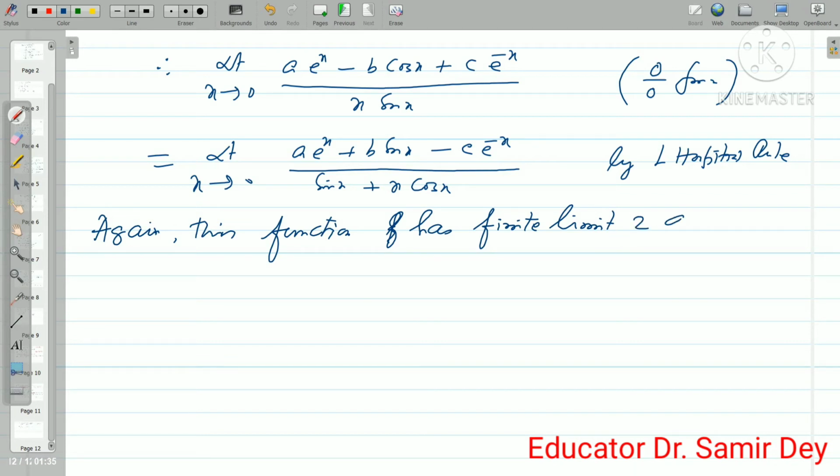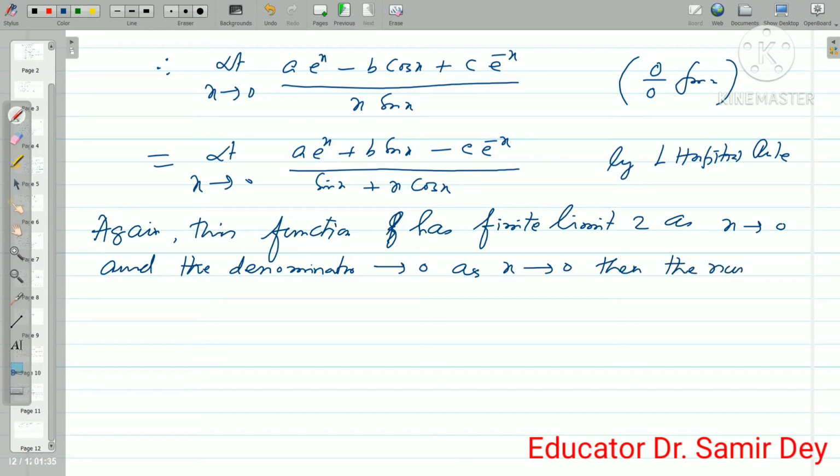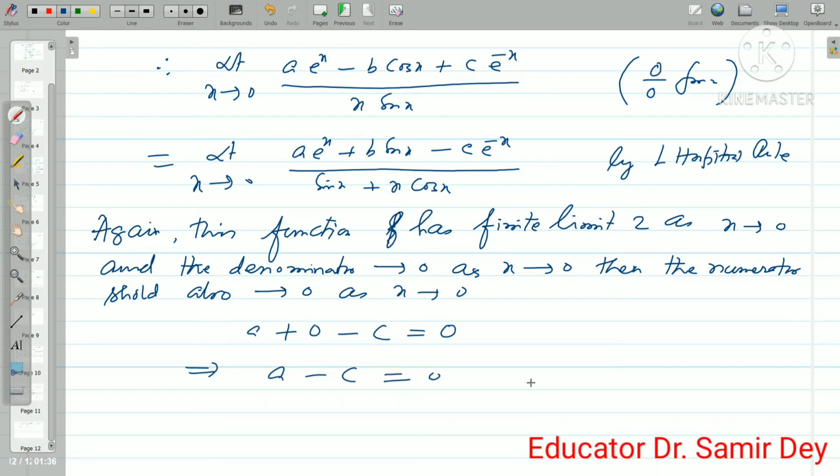Limit 2 as x tends to 0, and if the denominator tends to 0 as x tends to 0, then the numerator should also tend to 0 as x tends to 0. Correct? Same logic. So what you have, if I consider 0, that is the numerator part, that is your a plus 0 minus c is equal to 0. It means a minus c is equal to 0. So this is the second equation.